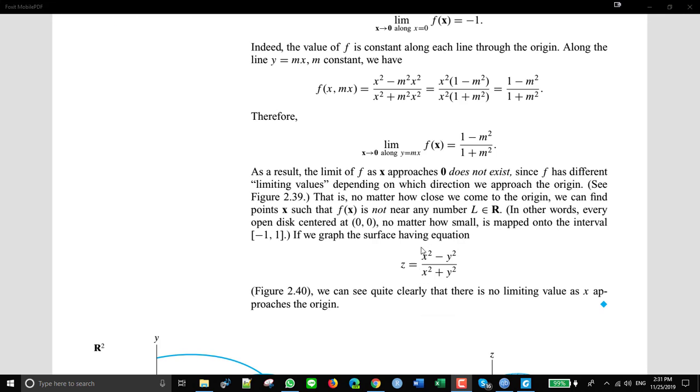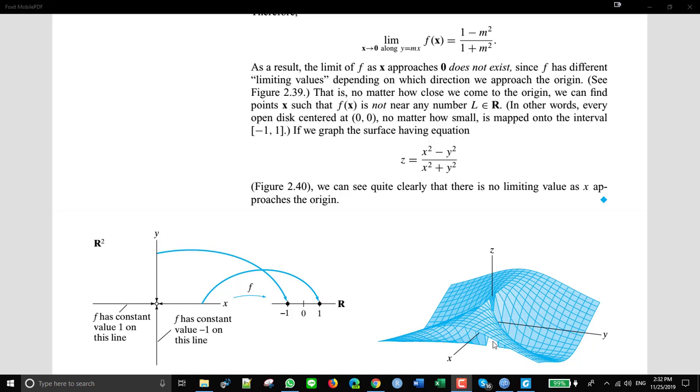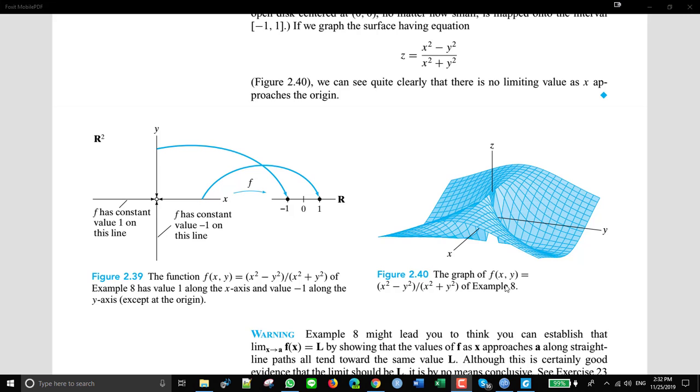So we might say, well, what in the world does this graph look like at the origin? Because it's behaving so strangely. When you approach from one direction, you get one limit. When you approach from another direction, you get another limit. So here's a picture. It's pretty hard to see what's going on here, but we can definitely see that it has strange behavior. So this is the graph, and it looks strange.